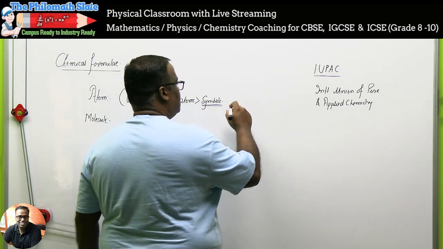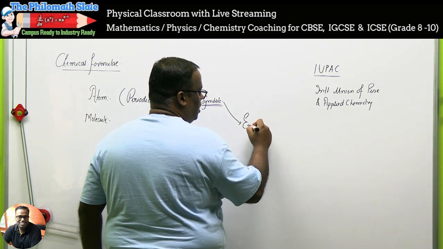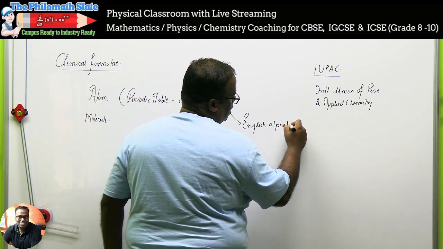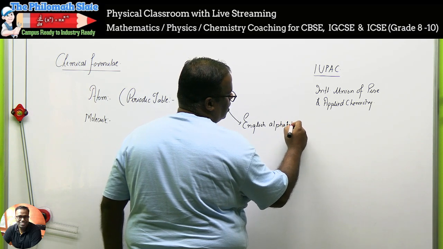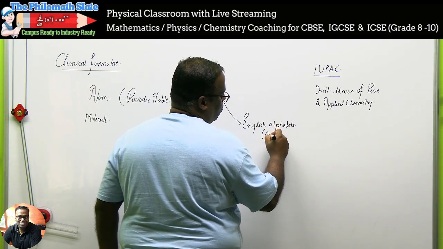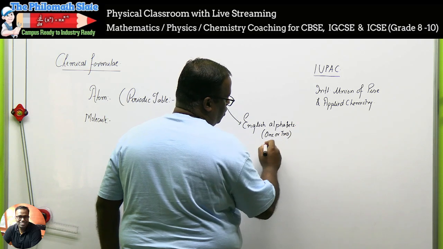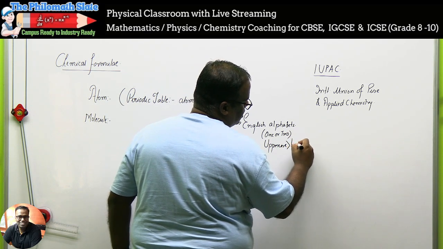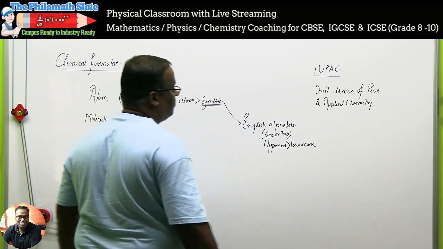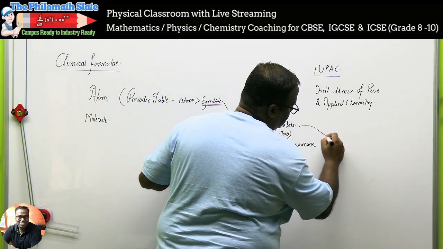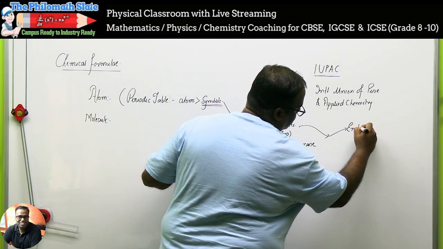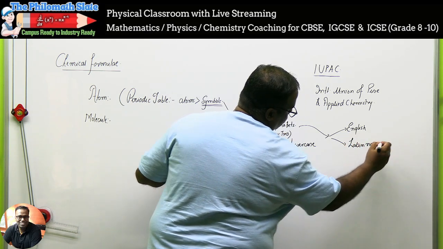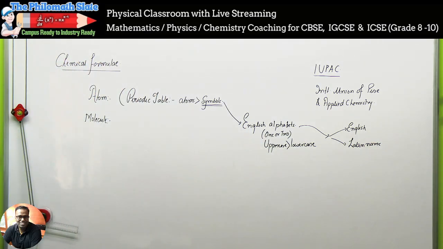And the symbols are usually English alphabets, maybe 1 or 2, in which the first one is uppercase, followed by a lowercase. These English alphabets are derived from either the English or the Latin name. The English or the Latin name. Okay? Let's take some examples.